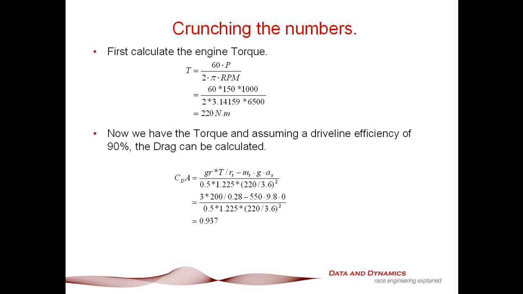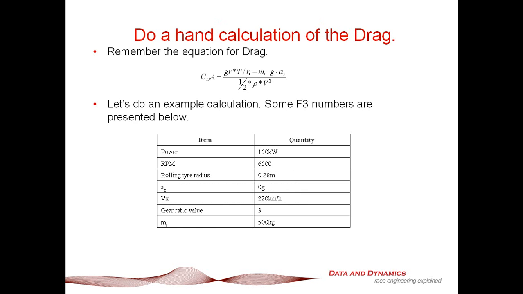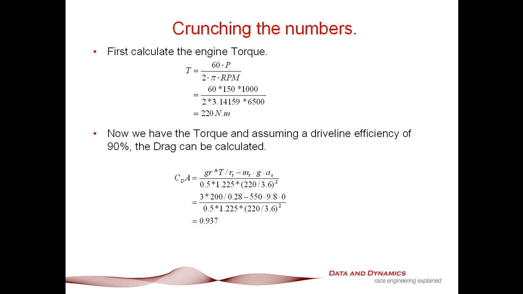Now that we've got that and we've got a driveline efficiency of 90%, we simply use the equation we had earlier and plug in the numbers. So we've got gear ratio times the torque, which is 220 multiplied by 0.9, divided by the rolling tire radius, minus mg times AX, divided by a half rho V squared. Remember, V is in meters per second, so we need to convert kilometers per hour to meters per second by dividing by 3.6. Walking through the numbers, we get a CDA of 0.937.